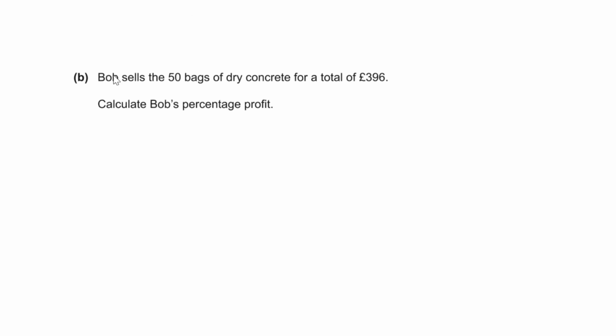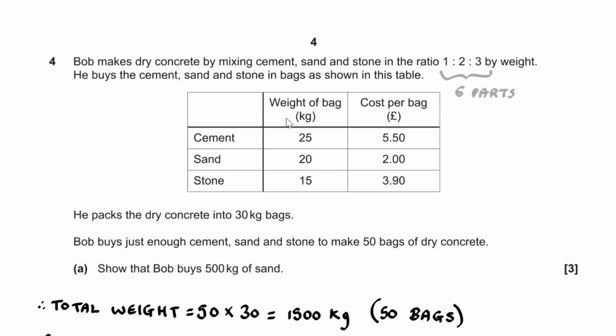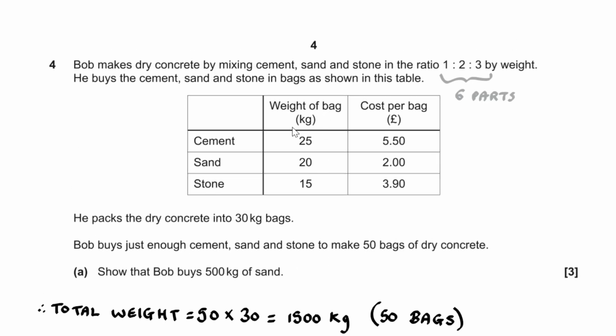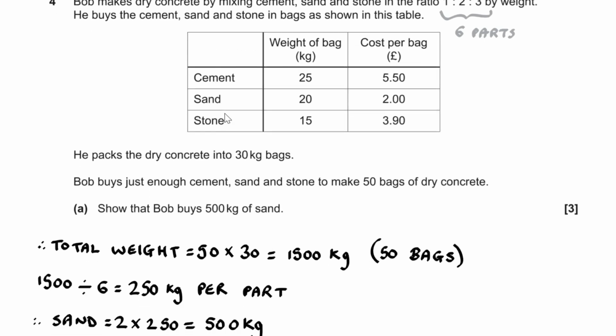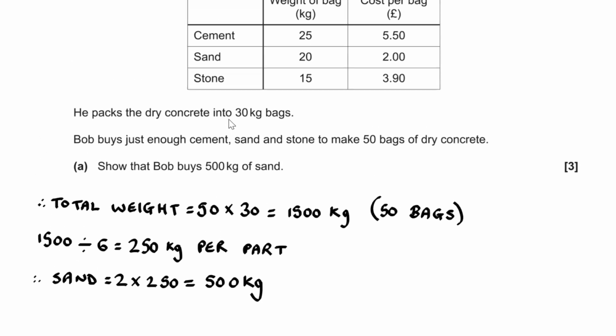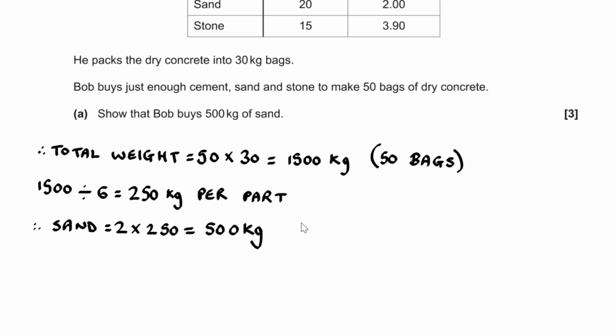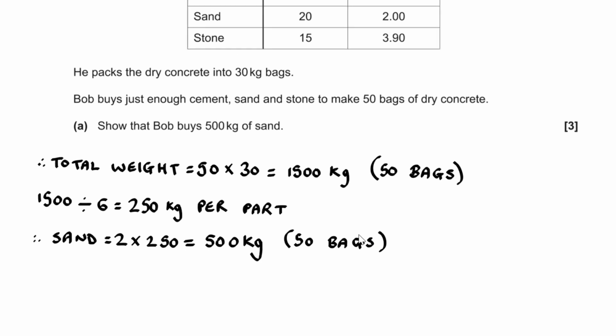And now for part B, Bob sells the 50 bags of dry concrete for a total of £396. You have to calculate his percentage profit. Well, if we pay attention to this table, we've got the weight for the different ingredients and the cost per bag. And what we can do over here is find out how many bags we need. But before we do that, we can find out how much of each ingredient he would need for 50 bags. Remember, this sand over here is for 50 bags of sand.